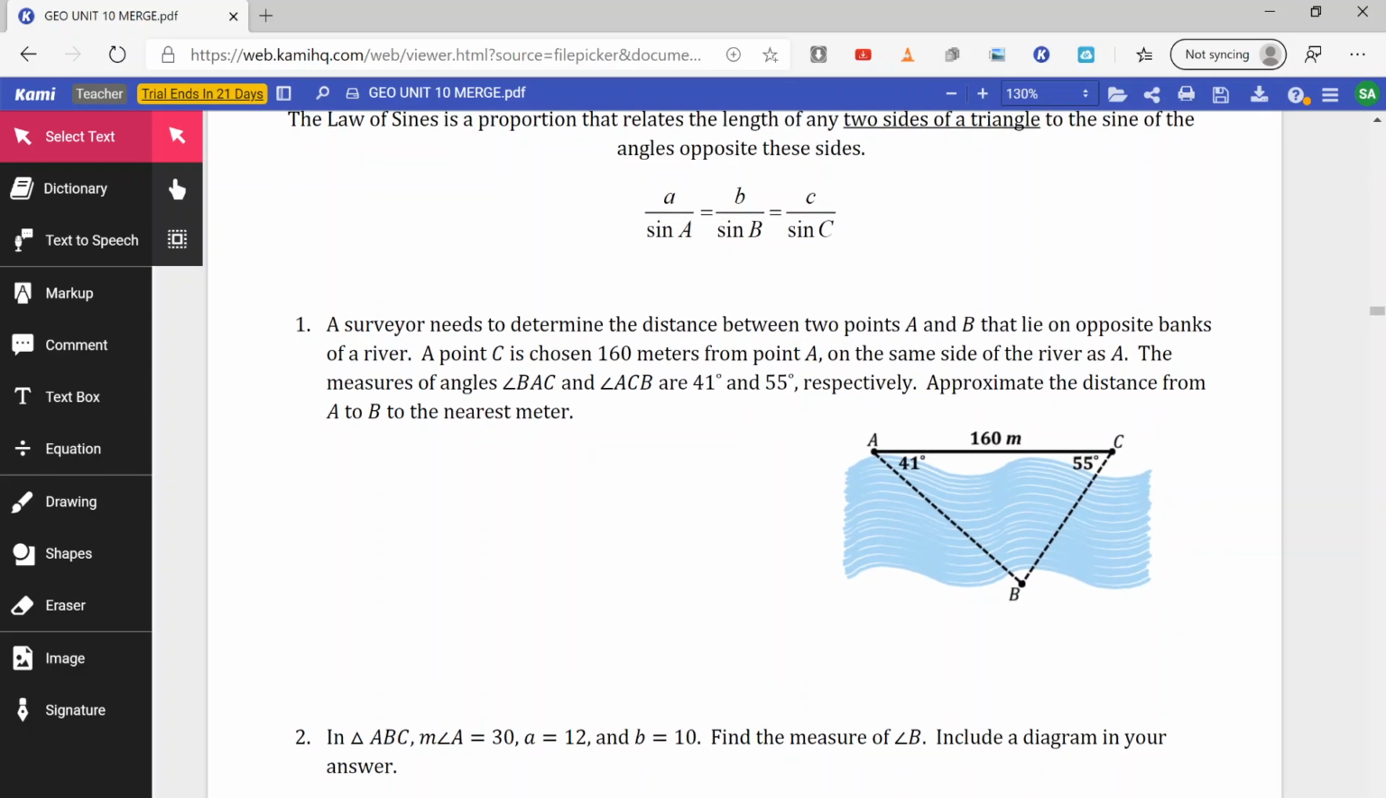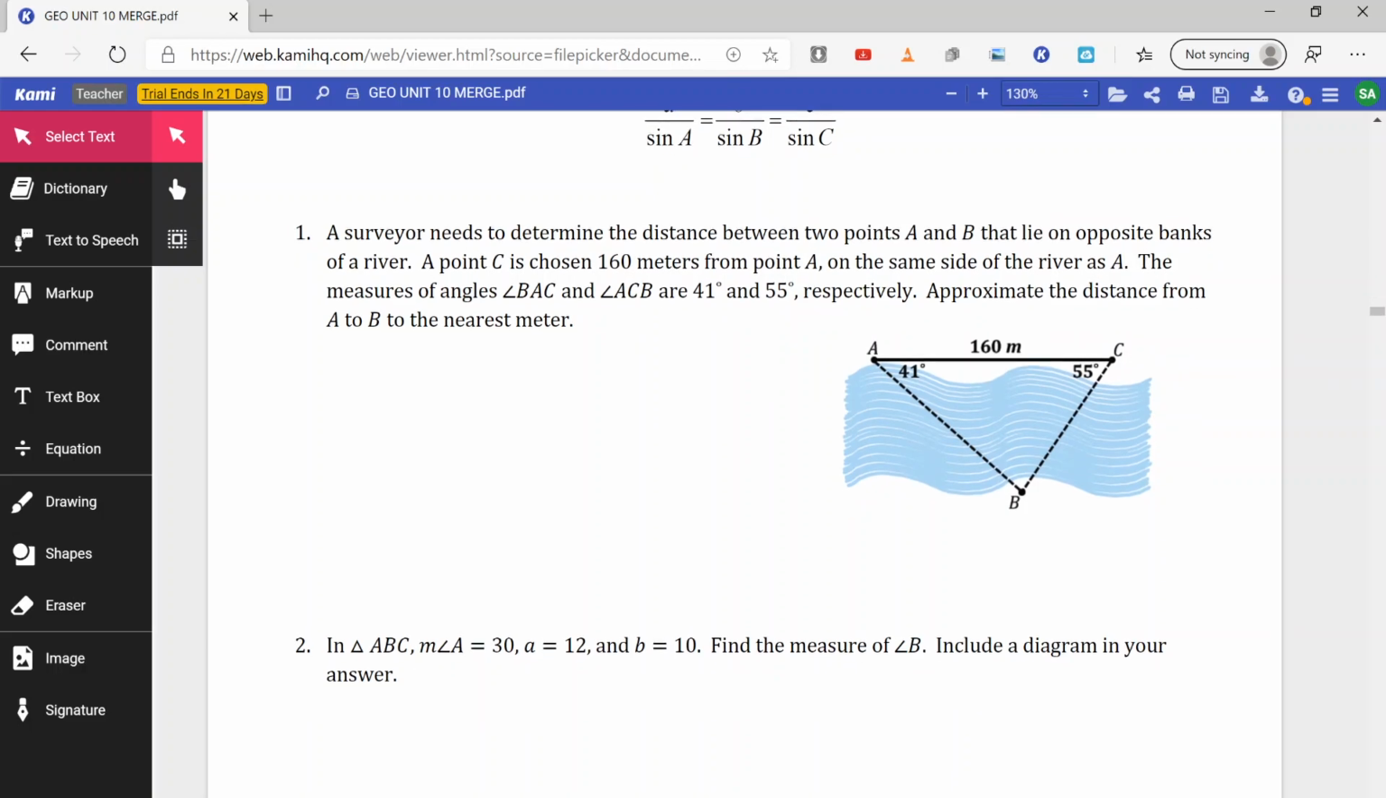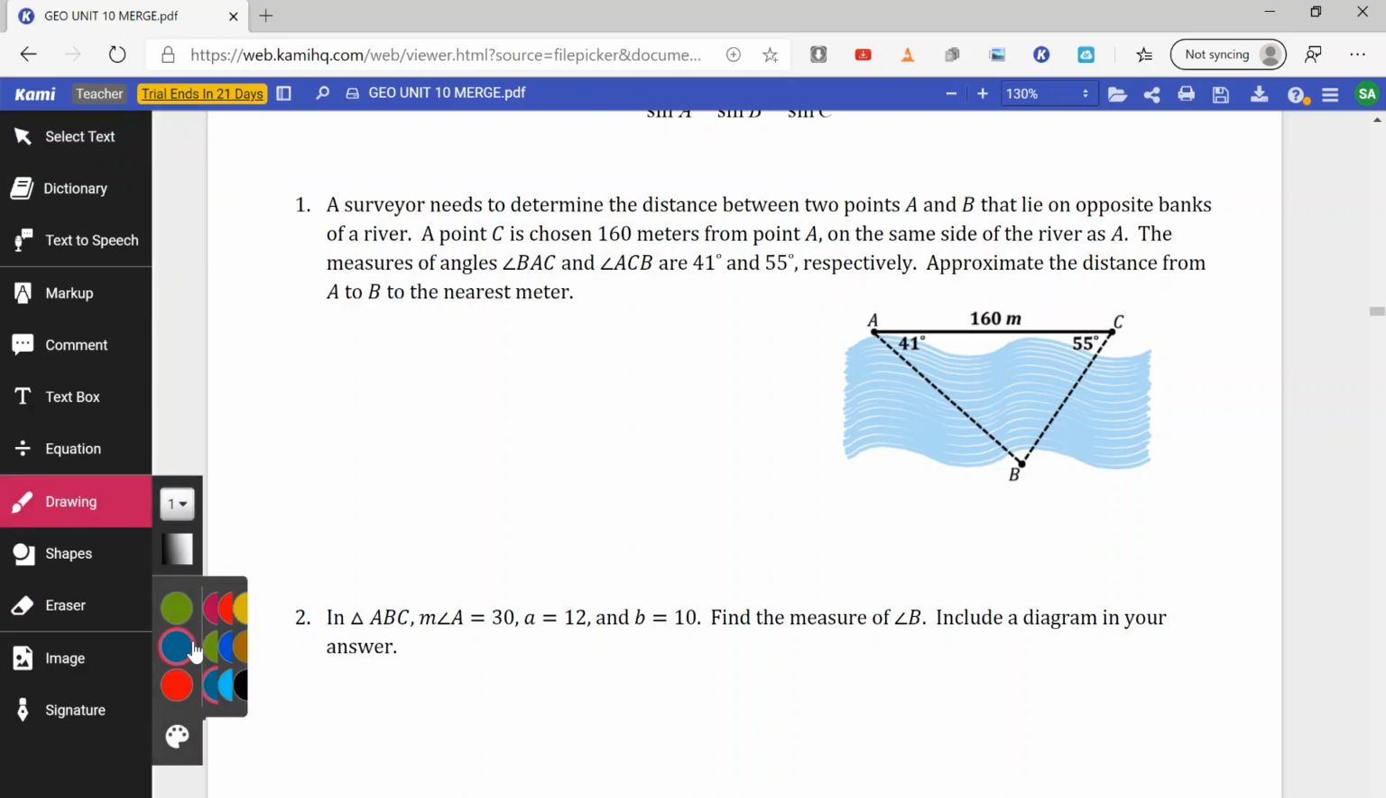So what does that look like? Well, we have a surveyor here needing to determine the distance between 2 points, A and B. So there's our missing piece, A to B, that lies on the opposite bank of a river. We have a given point C that is 160 meters from point A on the same river as A. Measures of angle BAC and ACB are 41 and 55. Approximate the distance from A to B. So this is our unknown. We need to figure out just how far A to B is.